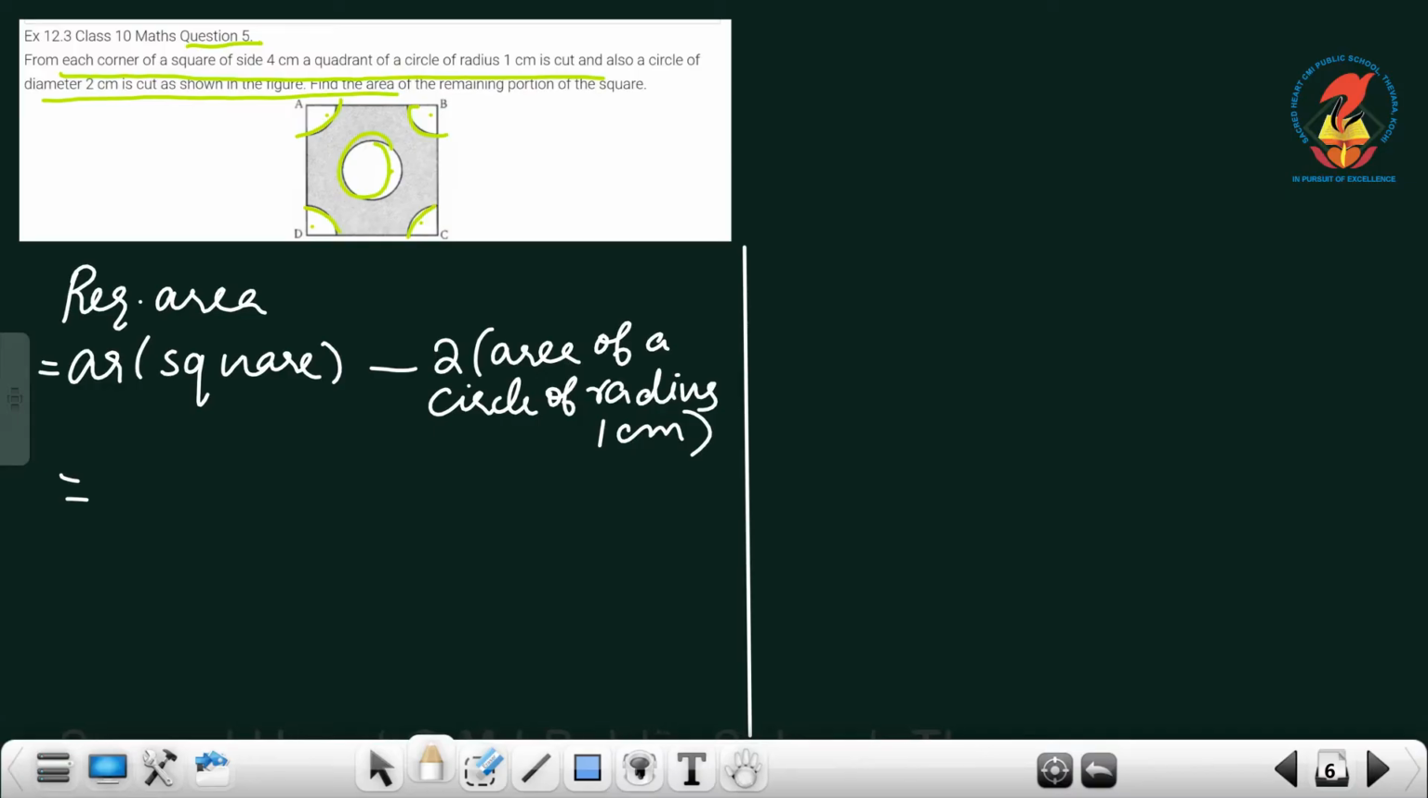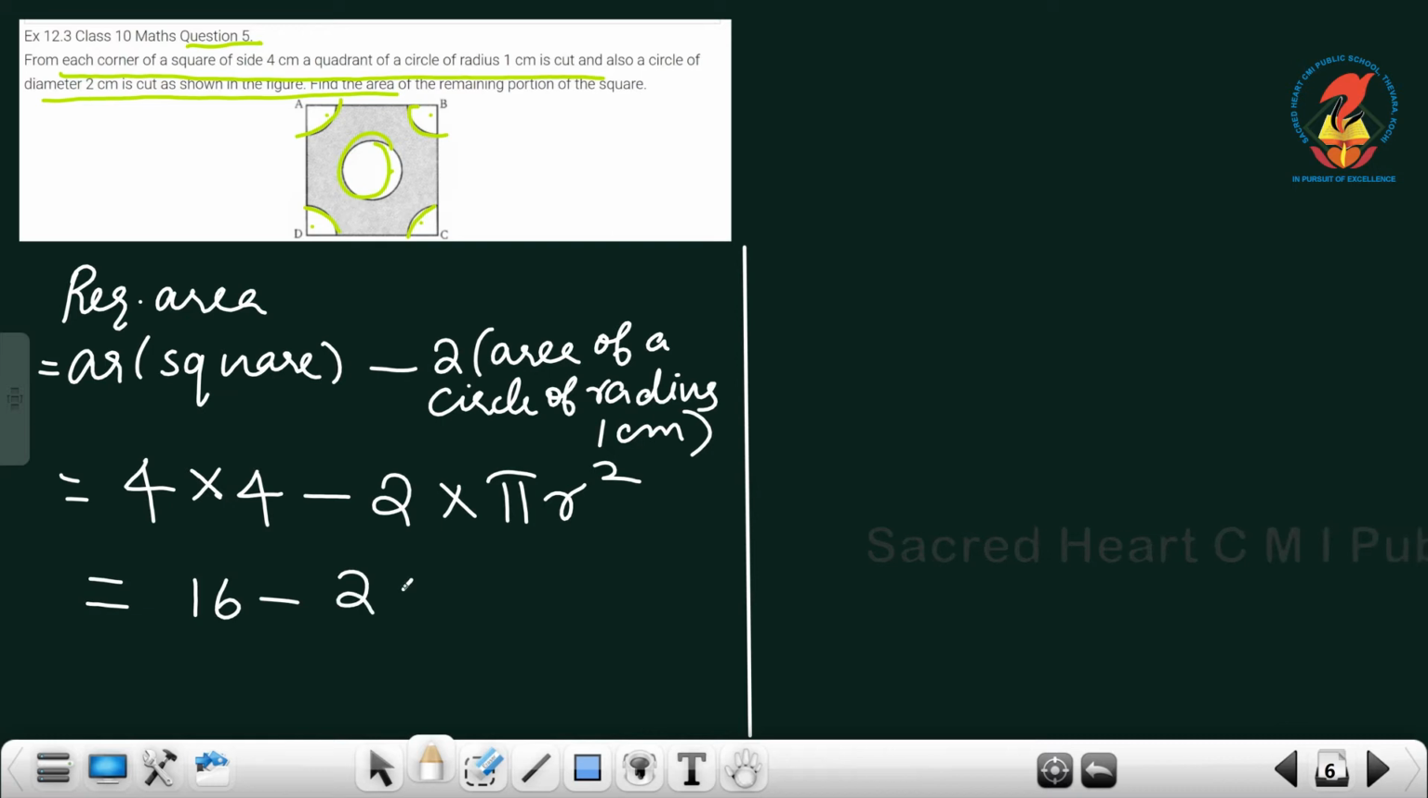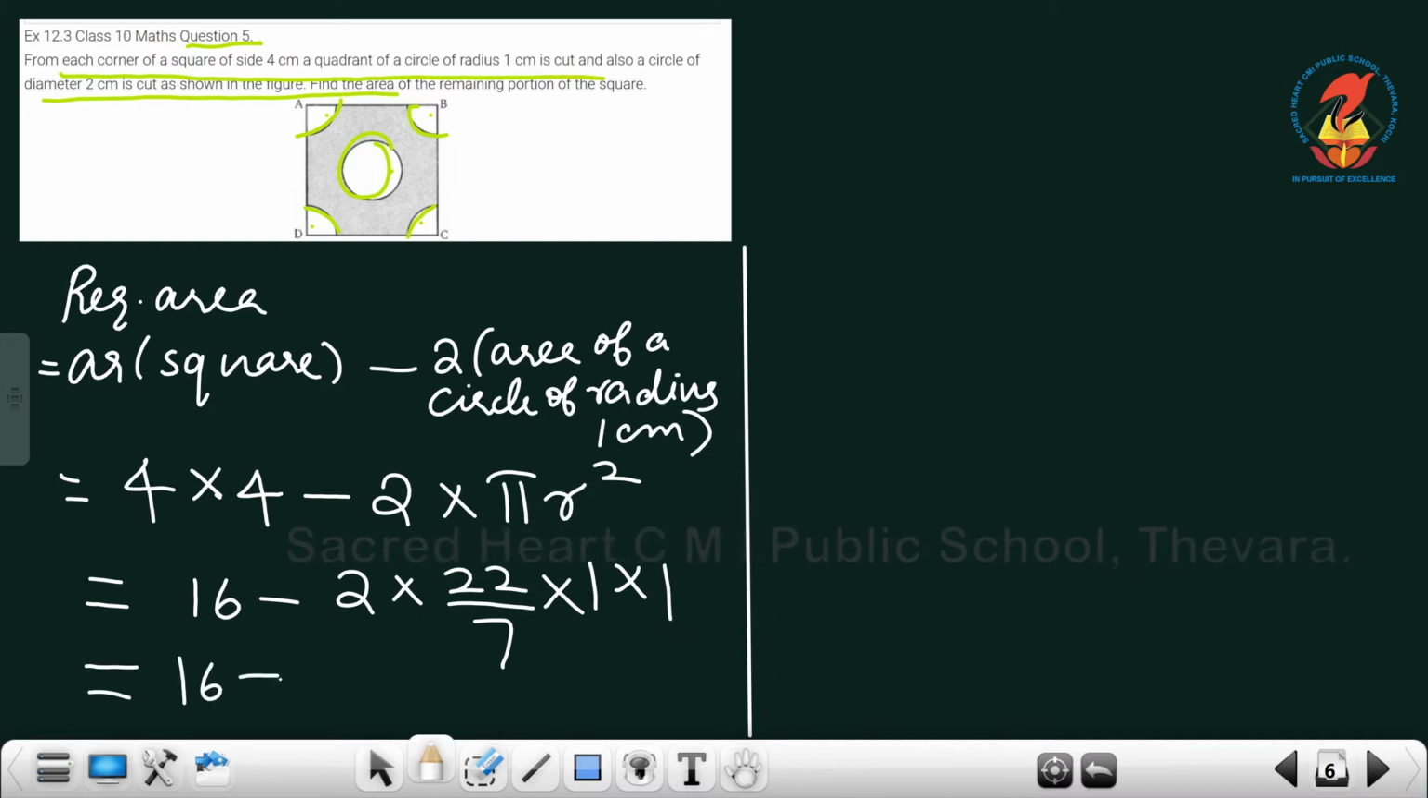So, we can write this as, what is the formula to find area of the square? L into L, or side into side. What is the side here? Side is given as 4 cm. So, 4 into 4 minus 2 into pi r square, which is equal to 16 minus 2 into 22 by 7 into 1 into 1, which is equal to 16 minus 44 by 7.